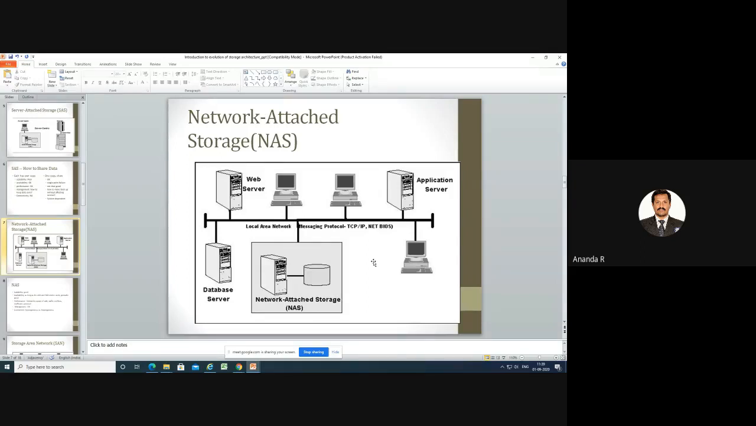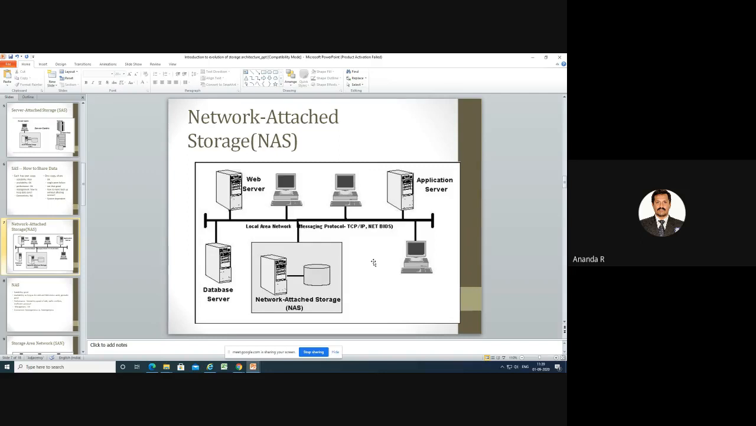Here it is a very simple network, a very commonly used network, that is called a local area network. To it we connected a web server, a database server, an application server, different PCs, and our network attached storage also. We are using the TCP/IP protocol for data transfer. So this is a very common network.